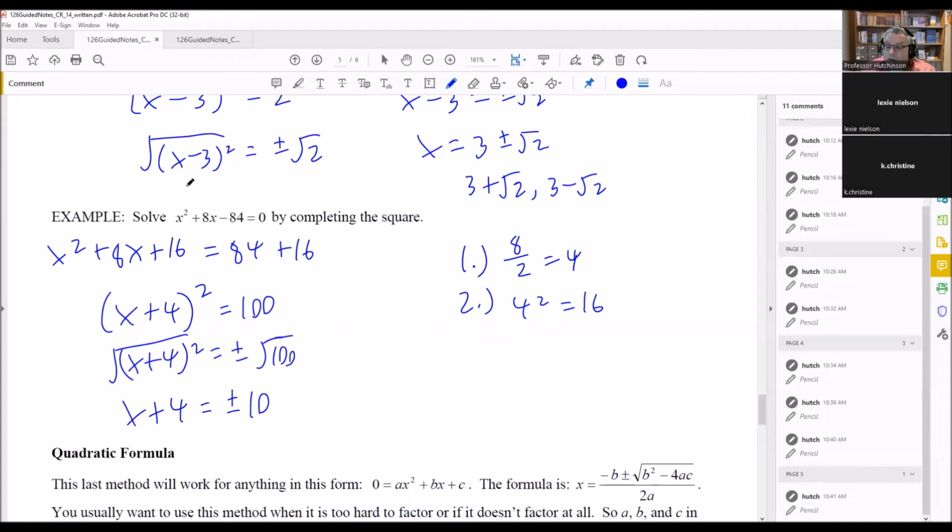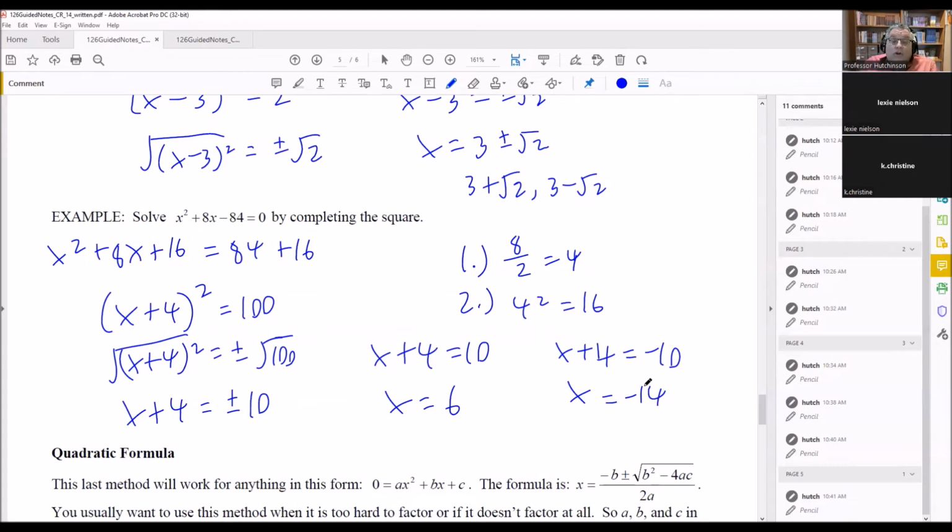Now, what makes this different from the problem that we did above is that we got a square root of 2, and that doesn't combine together with 3 at all, so it's not like terms. Now, because this does go into a whole number, we are going to go ahead and separate this into 2 separate equations. So we're going to do x plus 4 equals 10, and x plus 4 equals negative 10. We're going to subtract 4 from both sides, and we get 6. Subtract 4 from there, and we get negative 14. So your 2 answers are going to be 6 and negative 14.